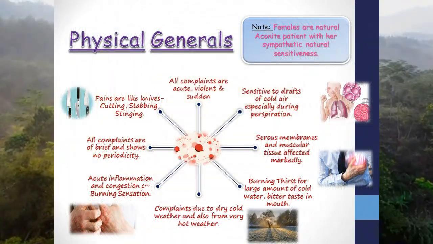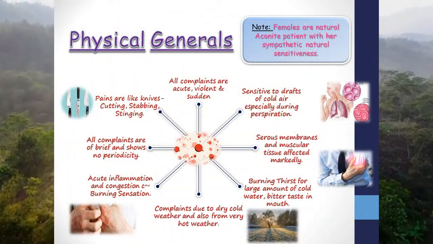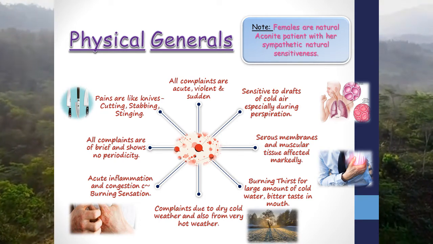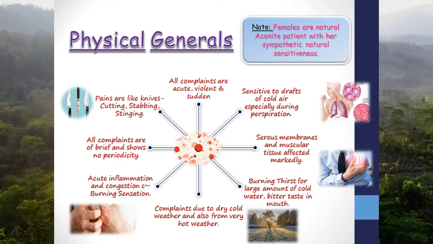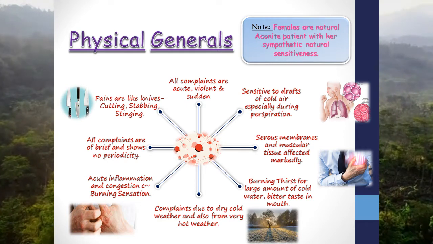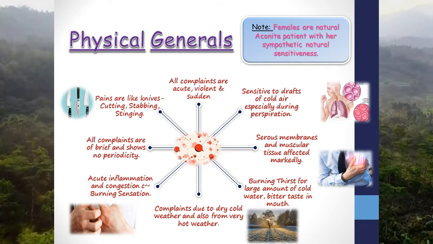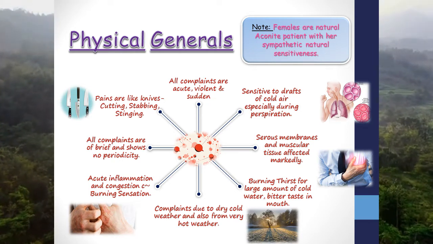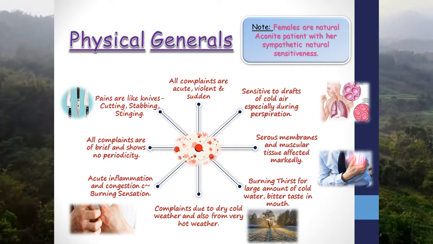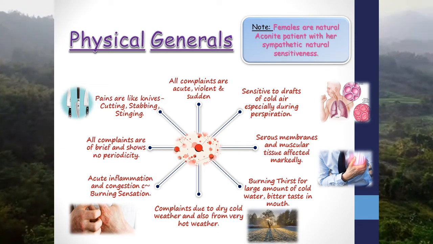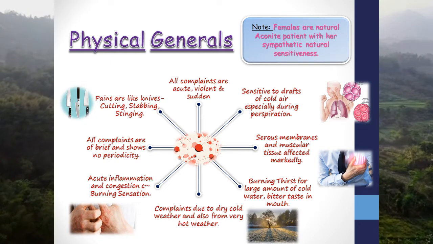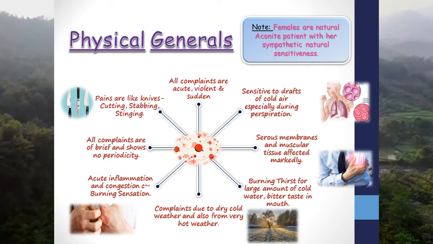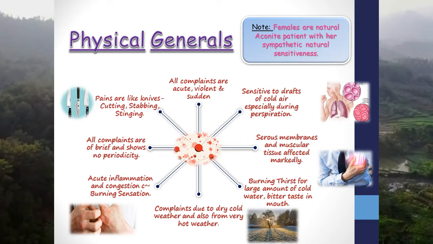Further, moving on, the physical generals. The physical generals that we already discussed: all complaints are acute, violent, and sudden, and they are sensitive to drafts of cold air, especially during perspiration or checked perspiration. So suppression of perspiration due to a sudden change in the atmosphere, just coming from outside into some cool atmosphere, leads to the precipitation of disease. The serous membrane and muscular tissue are affected markedly. There is burning thirst for large amounts of cold water, and there is a bitter taste in the mouth.